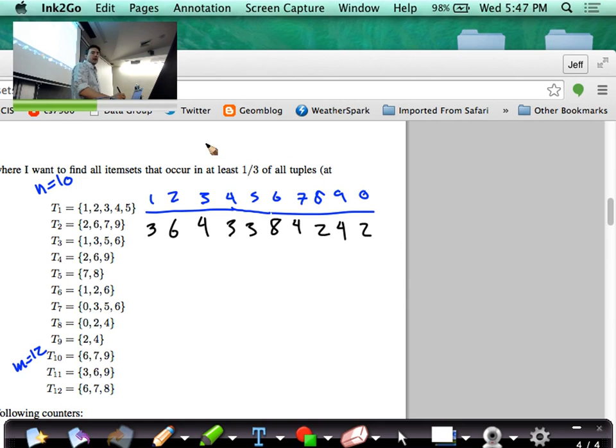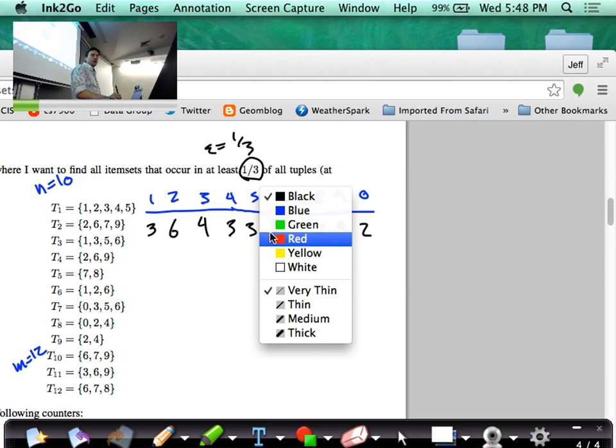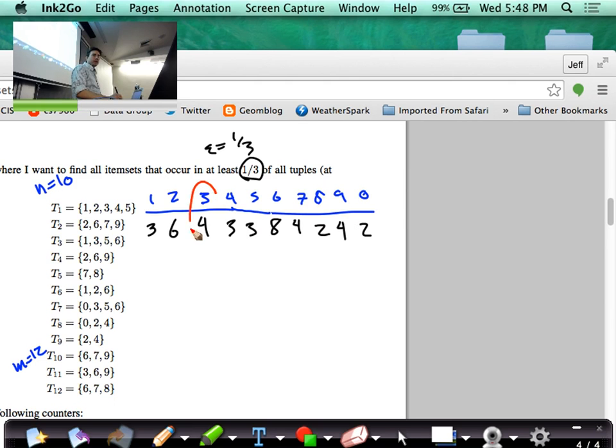We'll set epsilon equal to 1/3. That's from right here. Epsilon is 1/3, so that means I only care about things that occurred at least 4 times. So the ones that I keep are going to be 2, 3, 6, 7, and 9. And I'm going to keep these into the next pass.